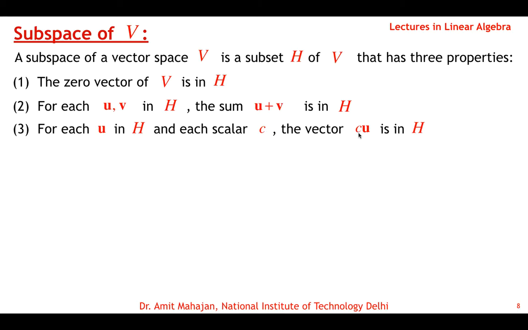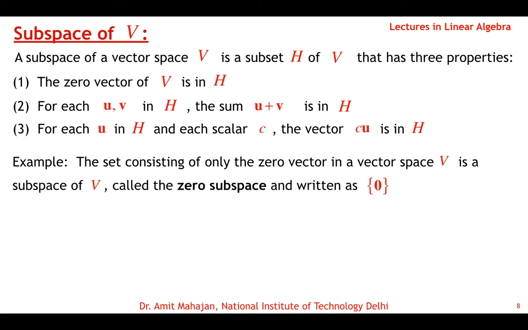If this is true, then we will say that H is a subspace of the vector space V. The first example is that the set consisting of only the zero vector in the vector space V is a subspace of V, called the zero subspace and written as this. It is the set of only one vector, which is the zero vector. So it clearly satisfies all the three properties.